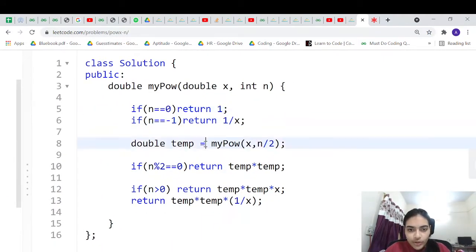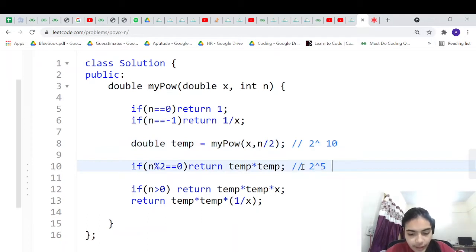What you do is recursively call this function. I'm calling this function again for n by 2, getting the answer, storing it in a variable temp, multiplying temp by temp, and returning the answer. If it is an even number, you just multiply both the answers and return. For example, to find the value for 2 power 10, the value is just 2 power 5 into 2 power 5. So get the answer for 2 power 5, store it in temp, then multiply temp by temp and return the answer.